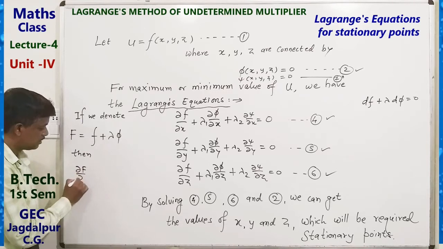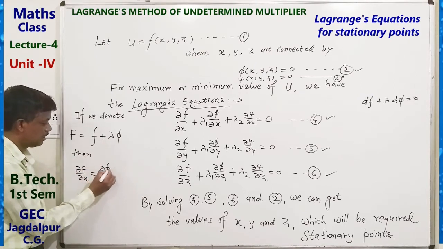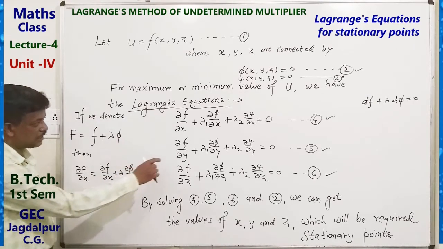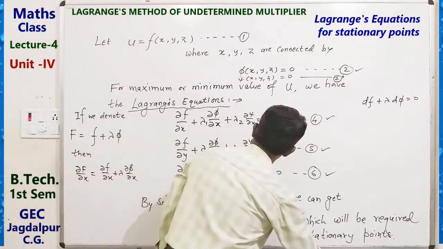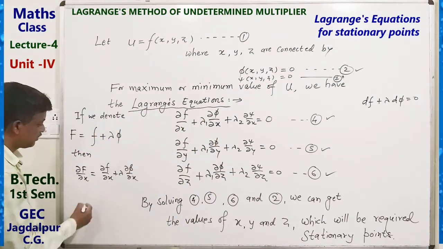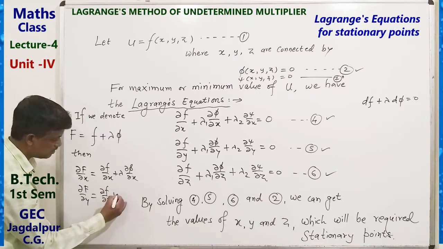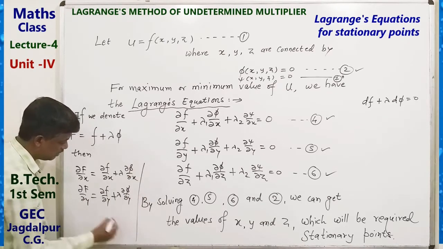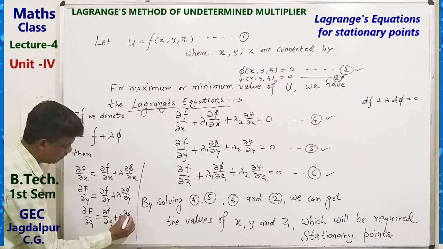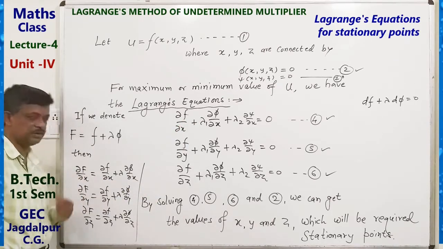del F by del x, F is also a function of x, y, z. So del F by del x means what? Del f by del x plus lambda del phi by del x. So whenever there is a single relation, then up to this stage you can get del F by del x. And also del F by del y, what will it give? Del f by del y plus lambda del phi by del y. Similarly, del F by del z equals to del f by del z plus lambda del phi by del z. So in place of this we can write del F by del x, del F by del y, del F by del z equals to 0.